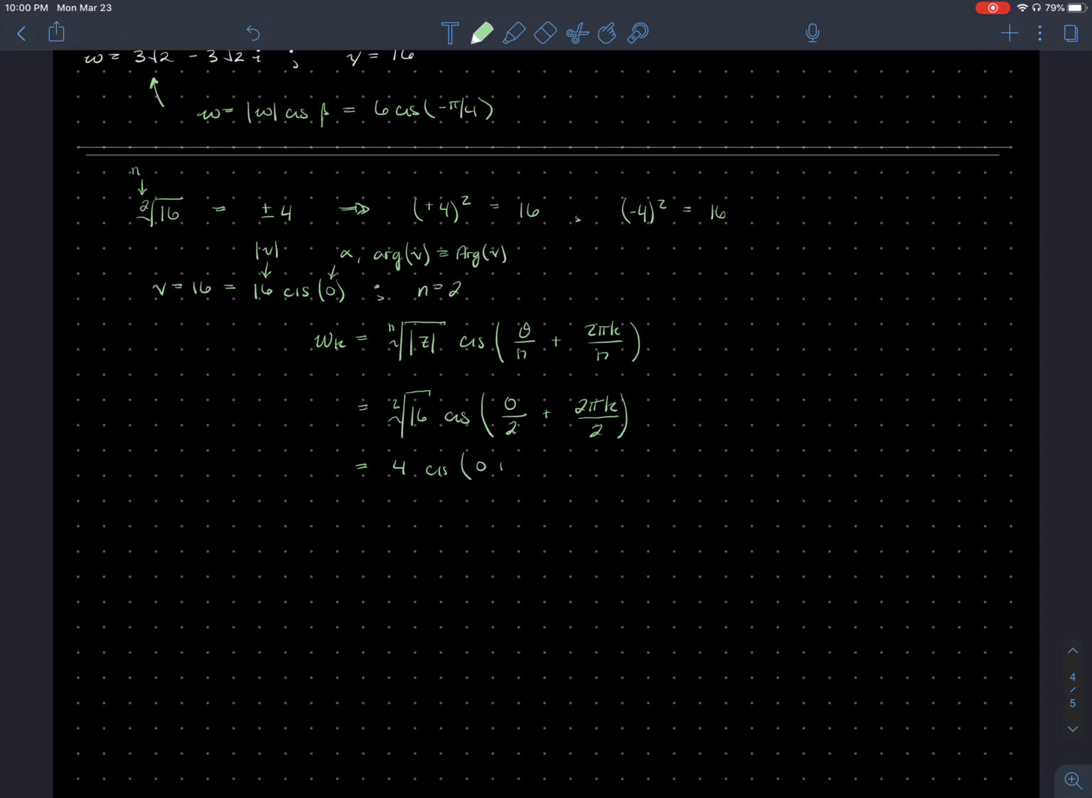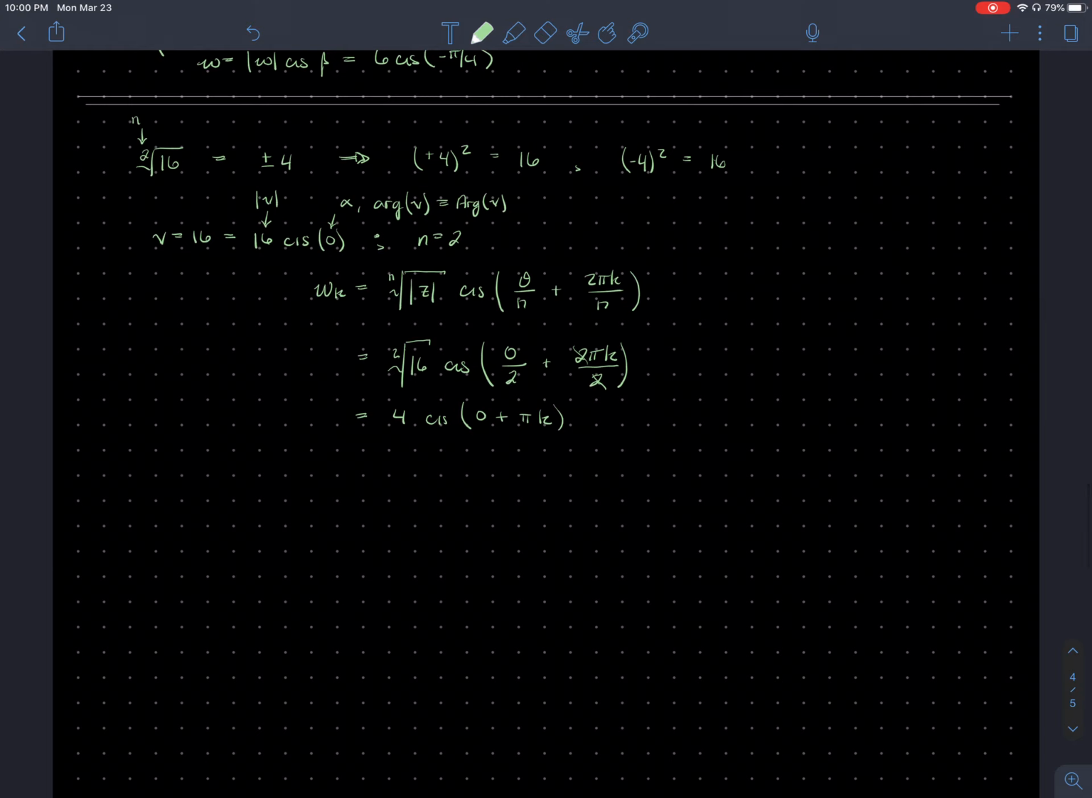CIS of (0 + 2π)/2 is going to simplify down to kπ, or πk. Okay. Now we can simply plug in for k. So we're looking for 2 roots, so our 0th root, or our first root, w sub 0, is going to be when k is equal to 0. So we're going to have 4 CIS of 0 + π times 0, which is going to give us 0. Okay, and in Cartesian coordinates, this is equal to 4.